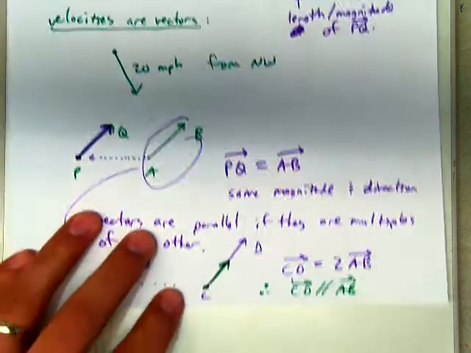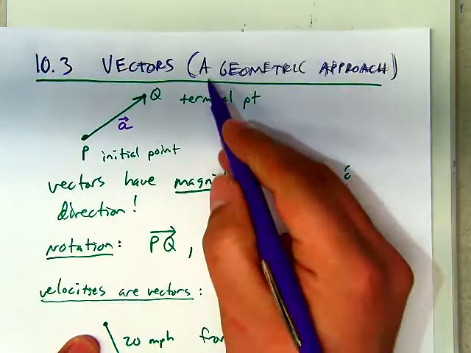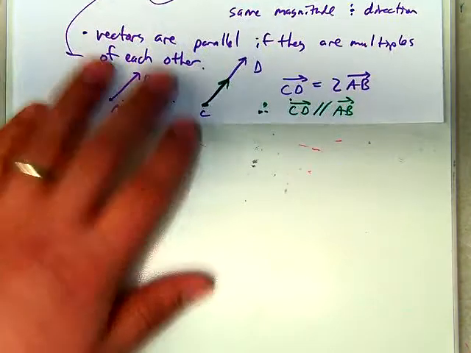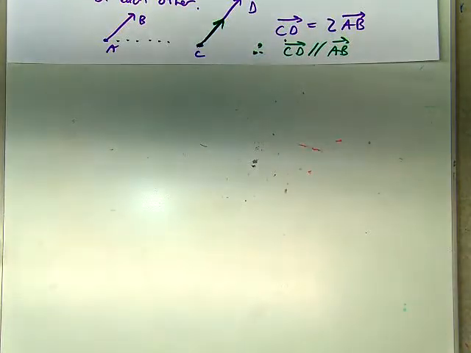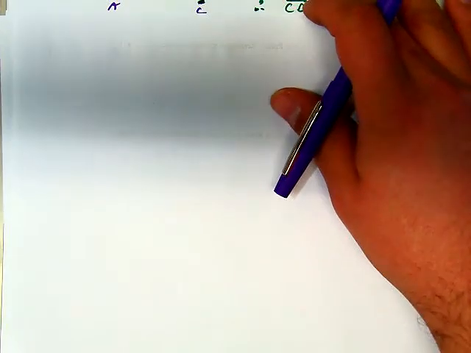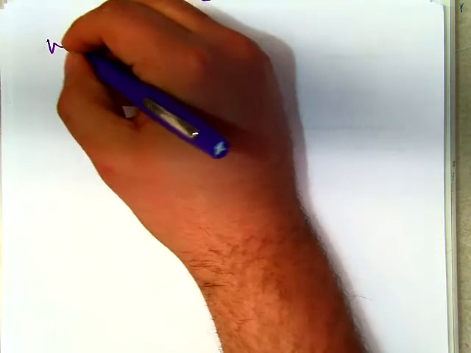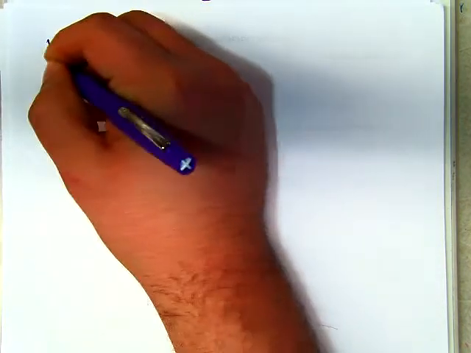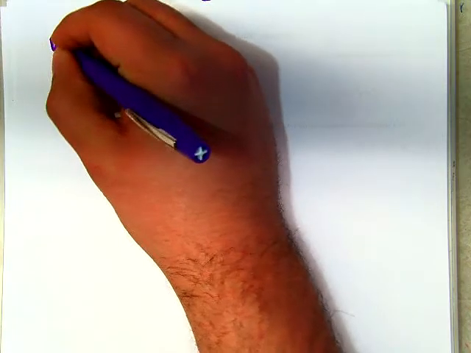Okay? All right, so again, this is just going to be a geometric approach. So we're not going to do anything too fancy with these things today. But we will talk about what we can do with these vectors geometrically and what it all means. Okay, so let's start with vector addition. Which, by the way, we could also do subtraction, but we're just going to go very basic today.